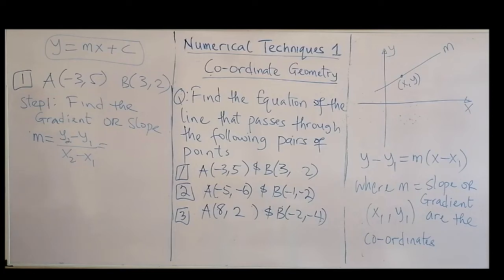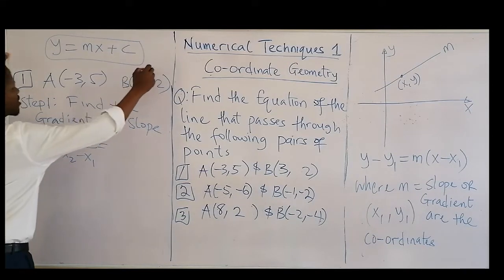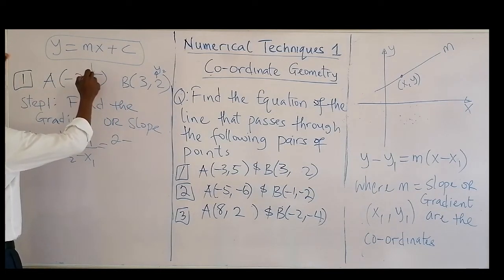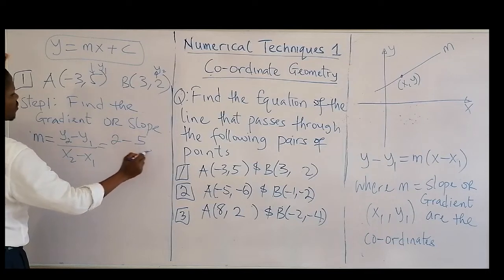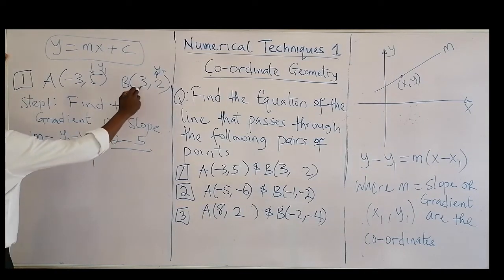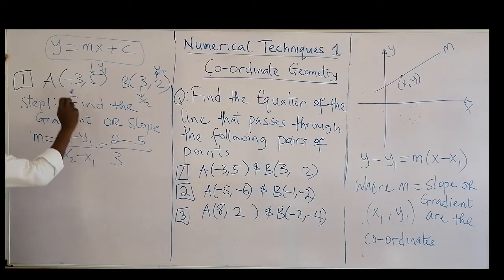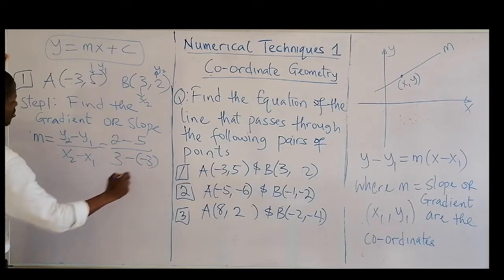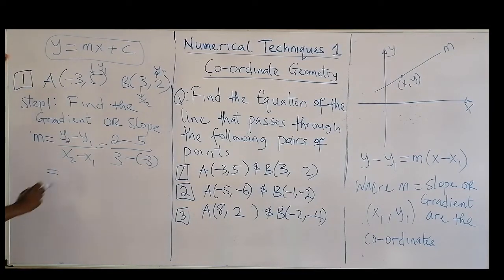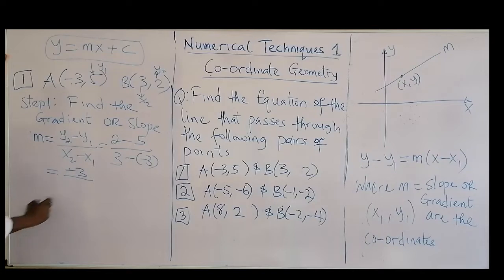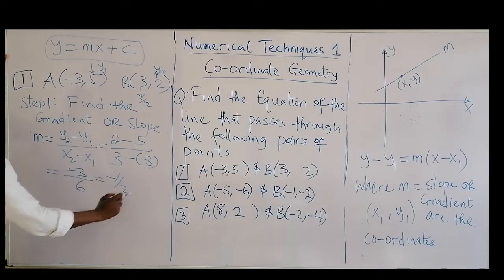So what's my y2? This is my y2, that's 2. This is my y1, this is 5, all over x2. This is my x2, that's 3, and this is my x1, that's minus 3. That will be equal to 2 minus 5, that's minus 3, all over 3 minus minus 3. Minus minus is a plus, that's 6. And that's minus half. So that's the slope or the gradient.